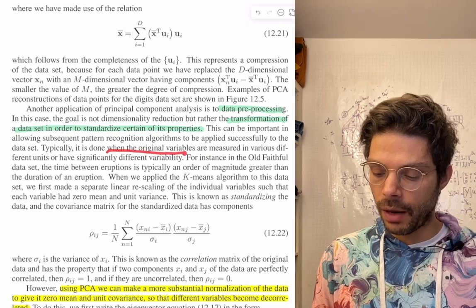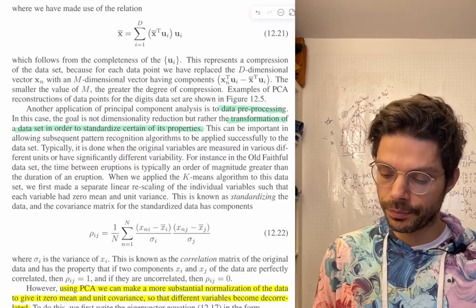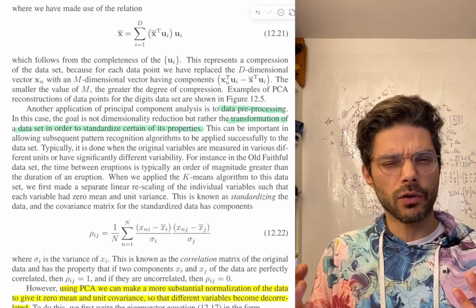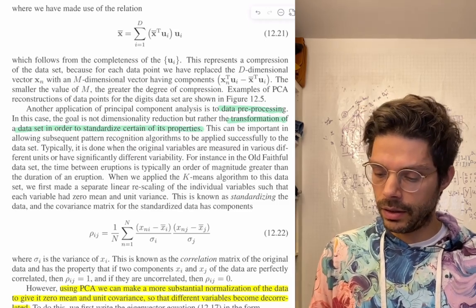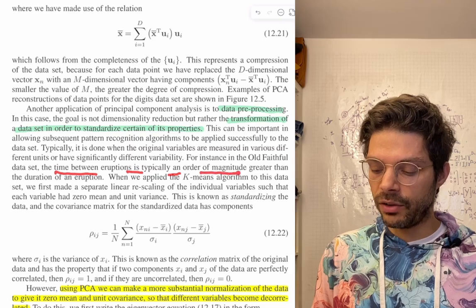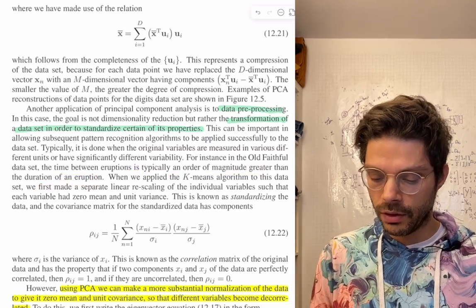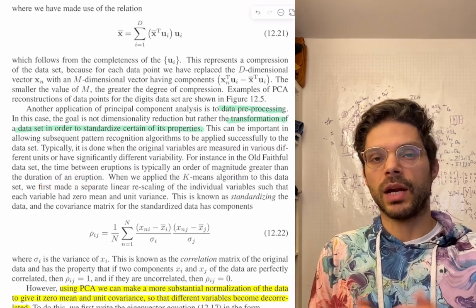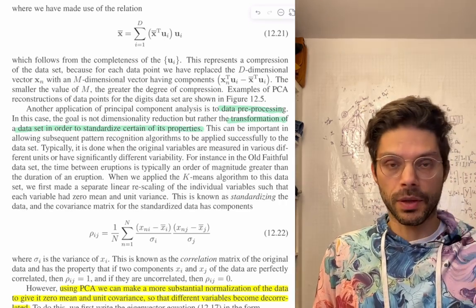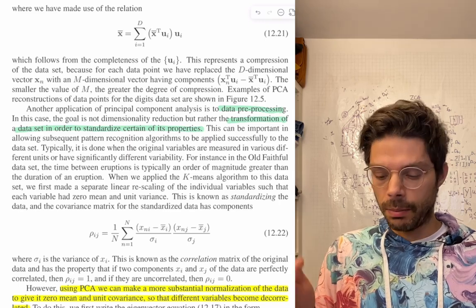He's going to give us an example. It's done when the original variables are measured in various different units or have significantly different variability. For instance, in the Old Faithful data set, of the times between small and large eruptions of a geyser in Yellowstone National Park, the time between eruptions is typically an order of magnitude greater than the duration of eruption. I see. So one of them is going to be maybe hours, the other in minutes. If we measure both in minutes, one variable is very large and the other tiny, and that's going to cause problems.